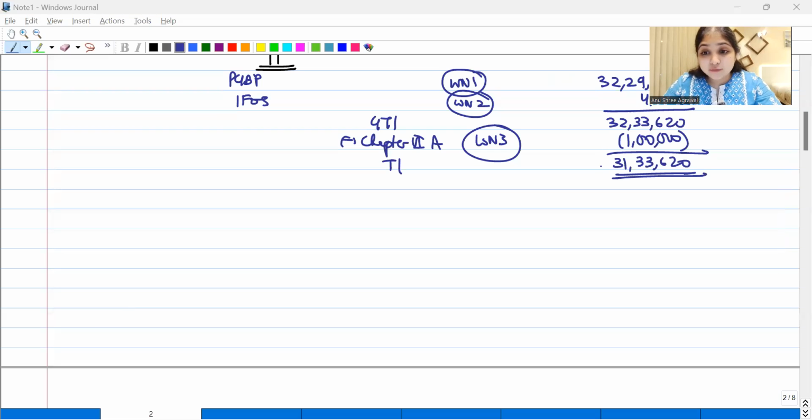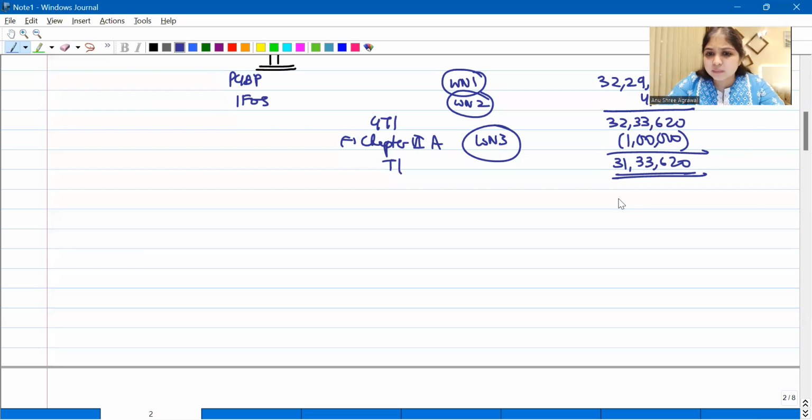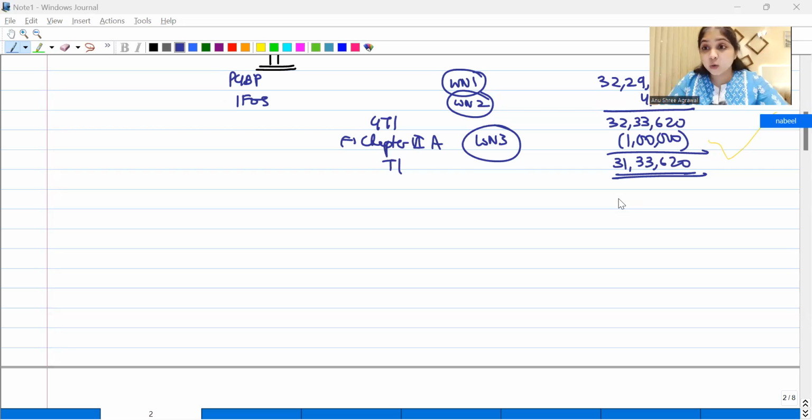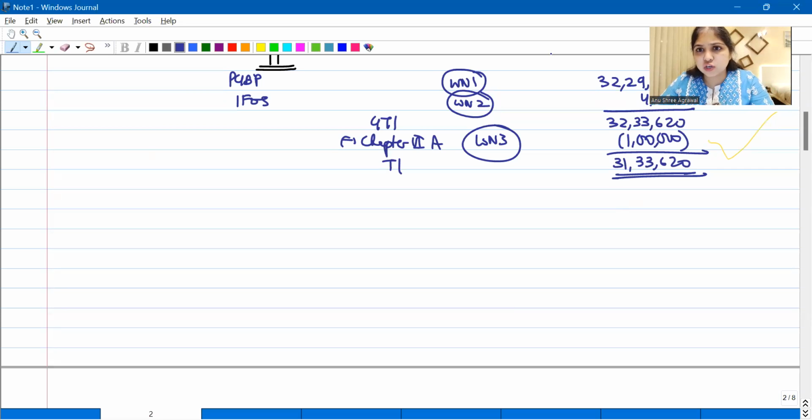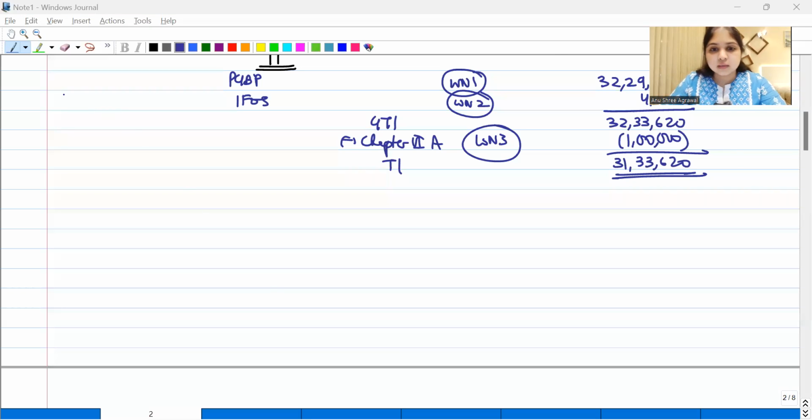Okay, now tell me, do I have to round this off? It's already in multiples of 10. No need to round off. Now listen, this is only the total income calculation. What else are they asking? They're also asking me to calculate tax liability.